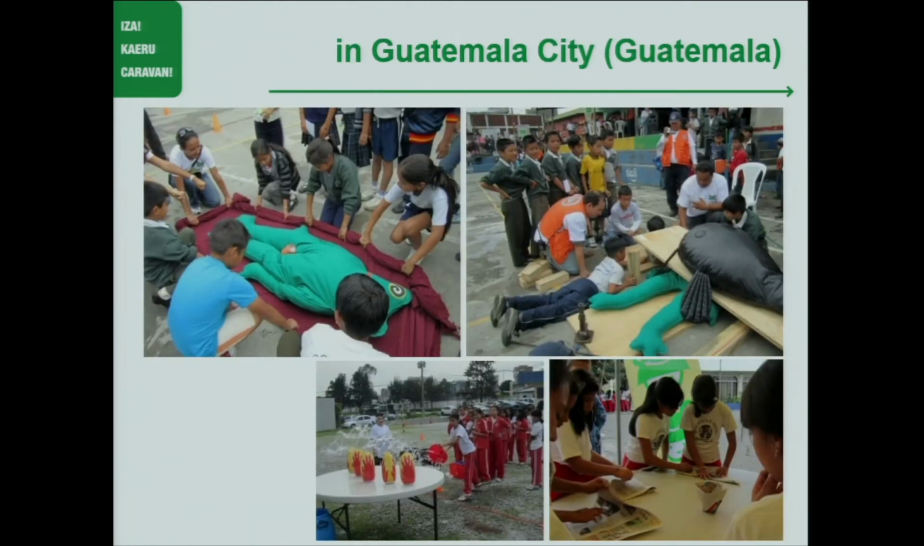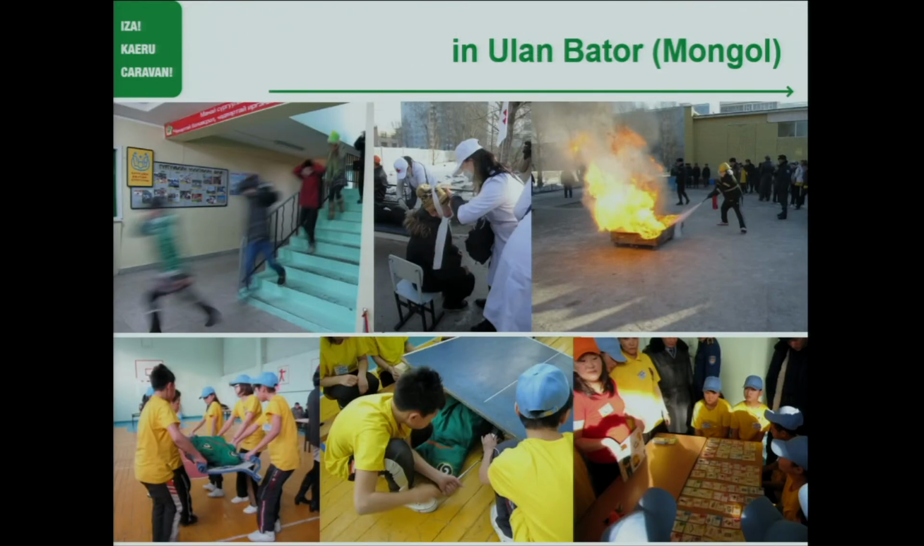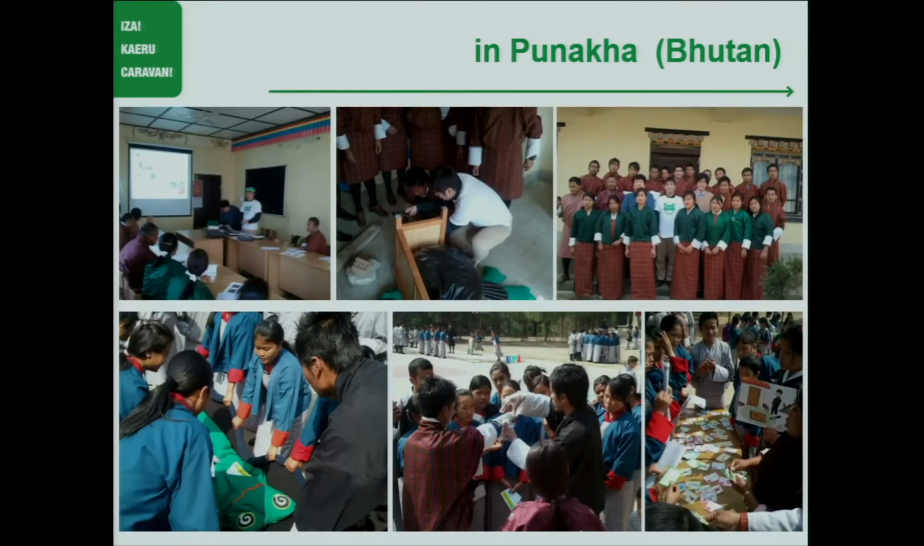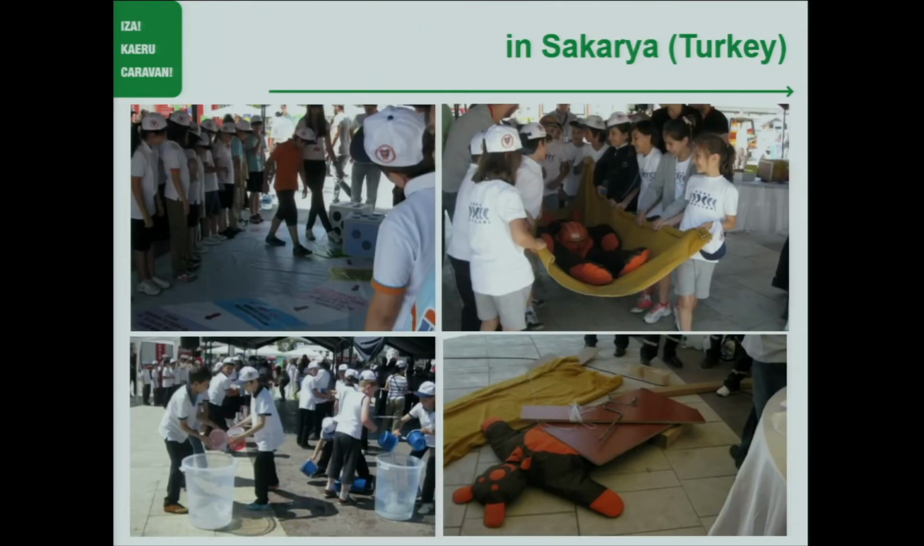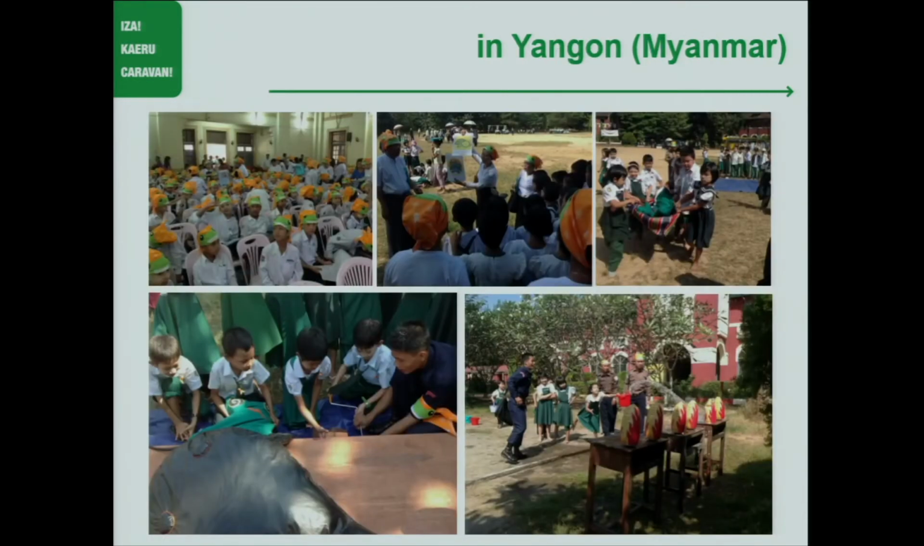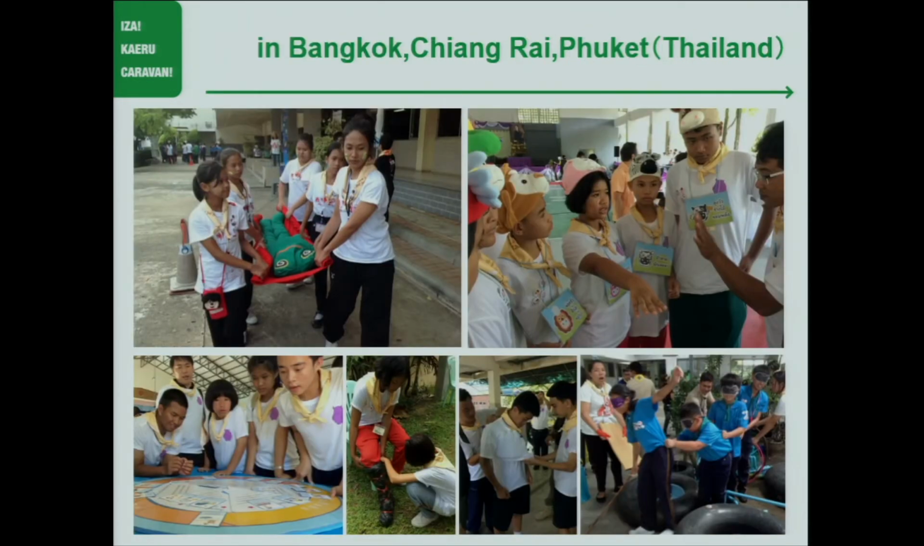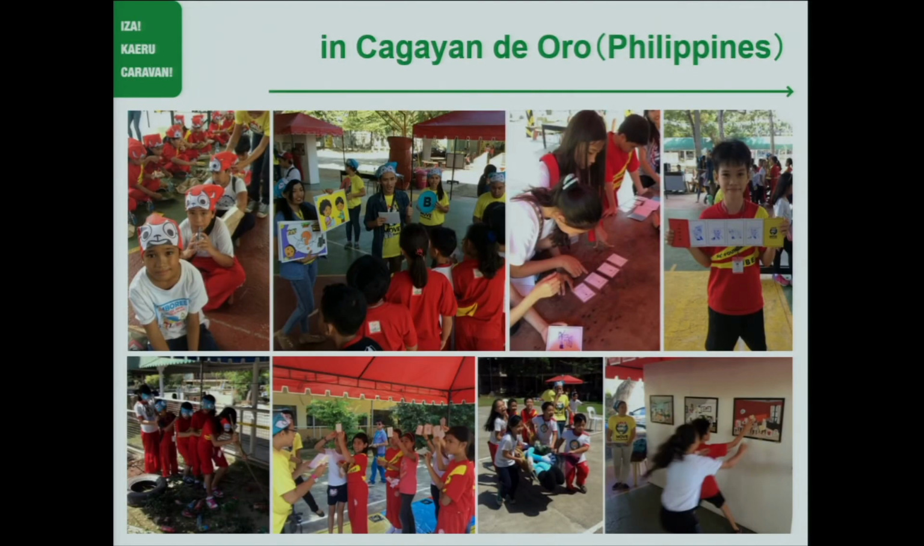In Guatemala also, we did this in Guatemala, and then the Guatemalan people went to 4 other countries around them. In Mongolia and Bhutan, in Bhutan we spoke to the high school students, and the high school students were teaching the elementary school kids. And then in Turkey, this one has become a Kuma character, Kuma Caravan. It's not a Kaeru. Kaeru was the frog, and this has become a bear in the case of Turkey.